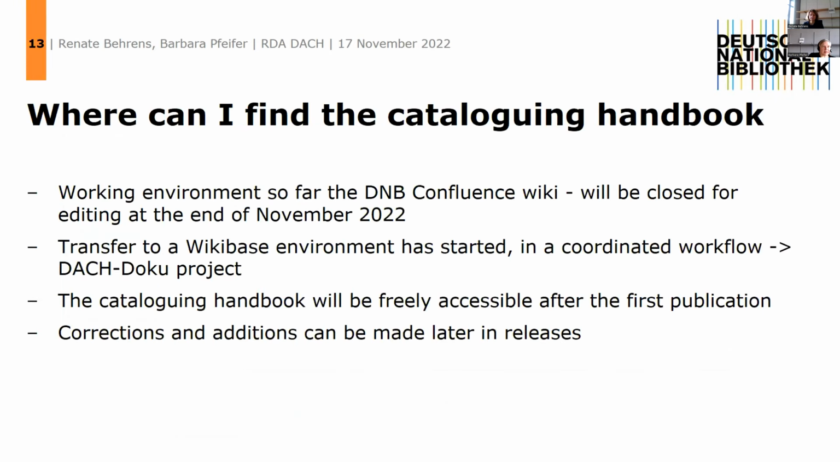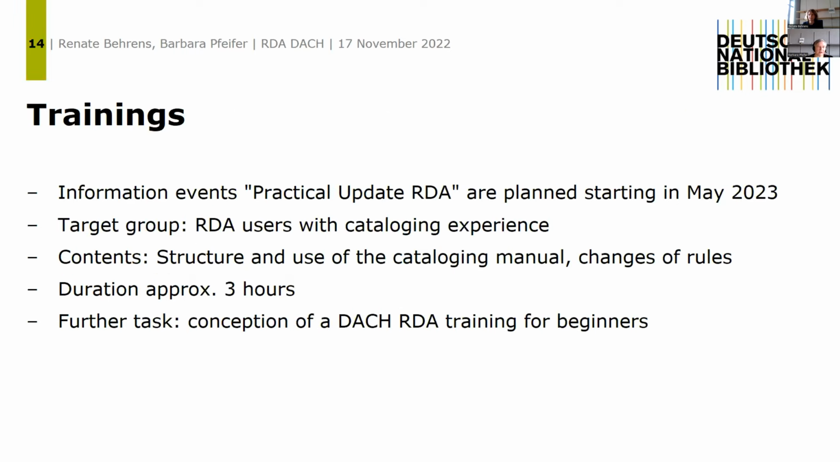Where can I find the cataloging handbook, the manual? It's so far in the DNB Confluence Wiki. All project participants wrote the text and worked in this DNB Confluence Wiki. This will be closed at the end of November. And then the text will transfer to a Wikibase instance, and will be part of the DACH Doku project. Renate mentioned it.